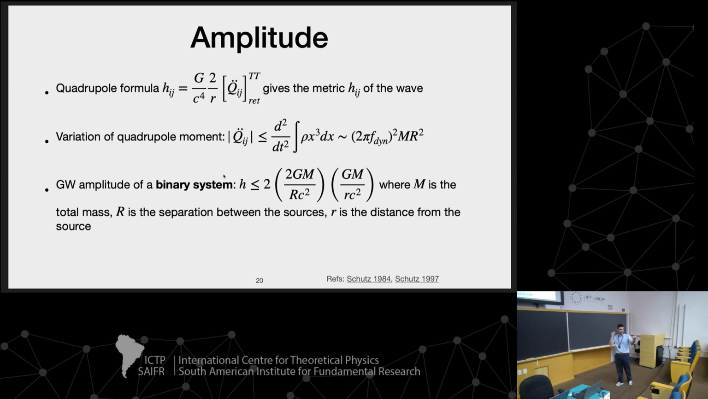So r, which is the distance between the two compact objects, as time goes on, the binary is going to shrink, so also the amplitude is going to increase. So this is a general rule of thumb to understand gravitational wave amplitude.